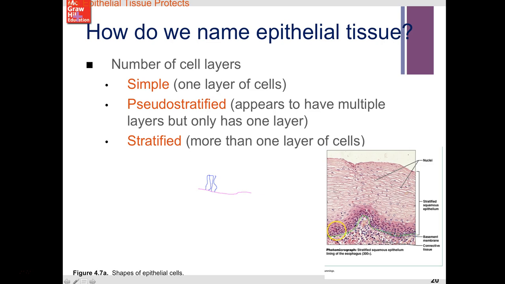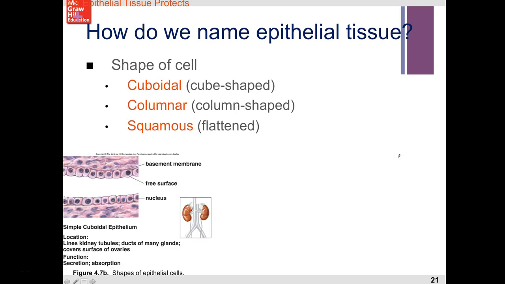And you could see many, many cells layered on top of one another until you get to the surface of your skin. So that would be the surface of your skin here. So that we use the term stratified for. Now let's talk about the second word there when we name epithelial tissue.